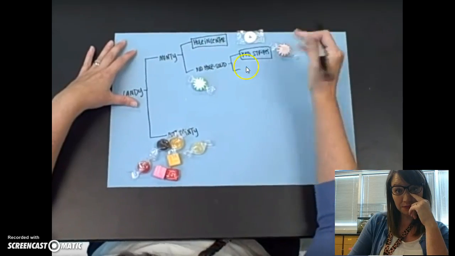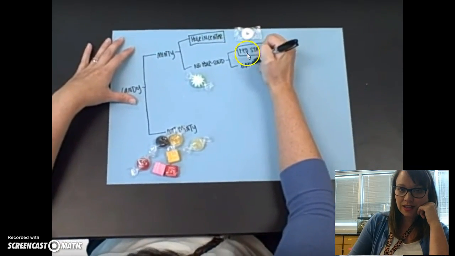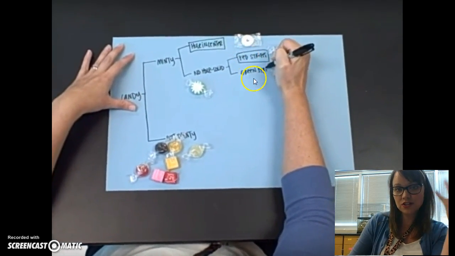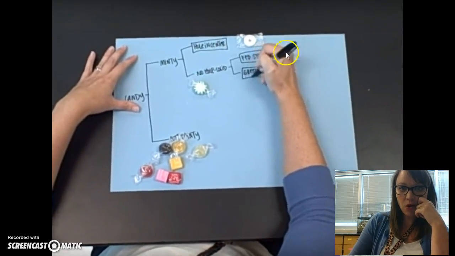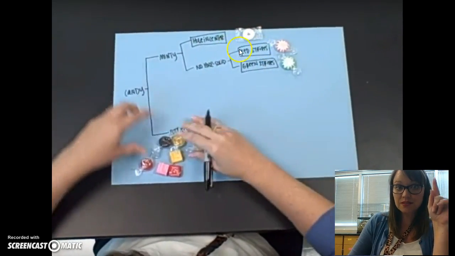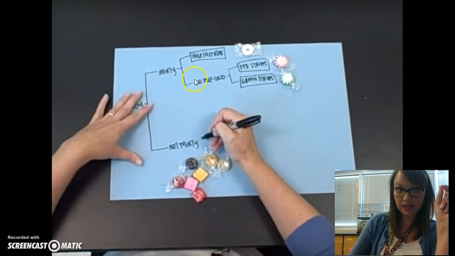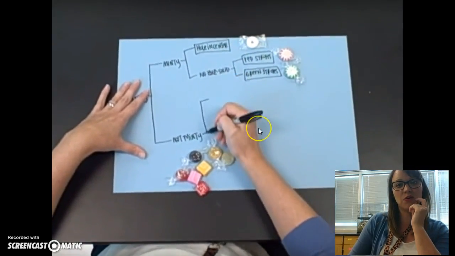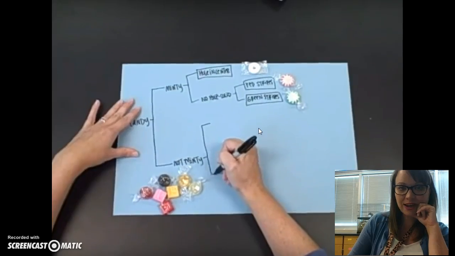So we got to split those up. So we've got a red candy and a green candy. Red stripes, green stripes. Now this is the only candy that has red stripes, does not have a hole in it, and is minty. So we box it because it's the only one in that space now.